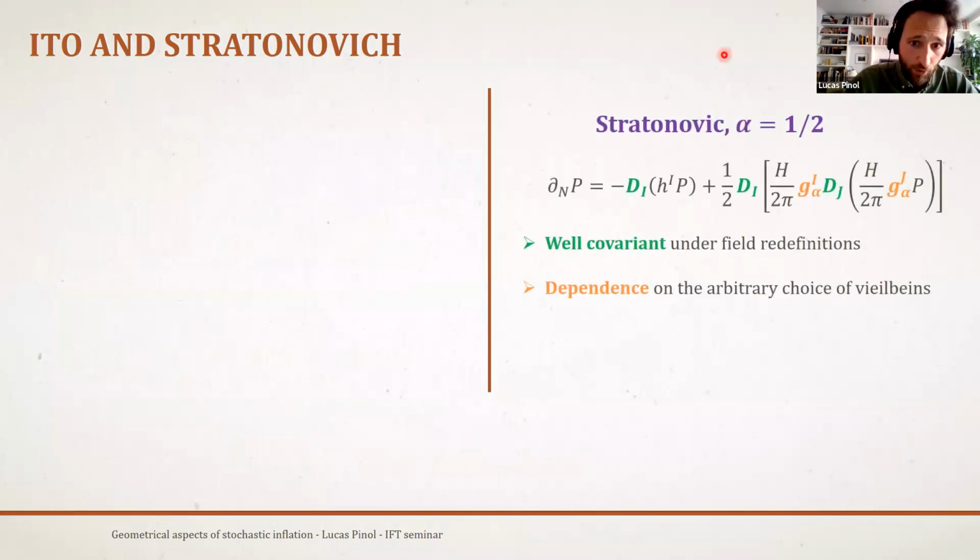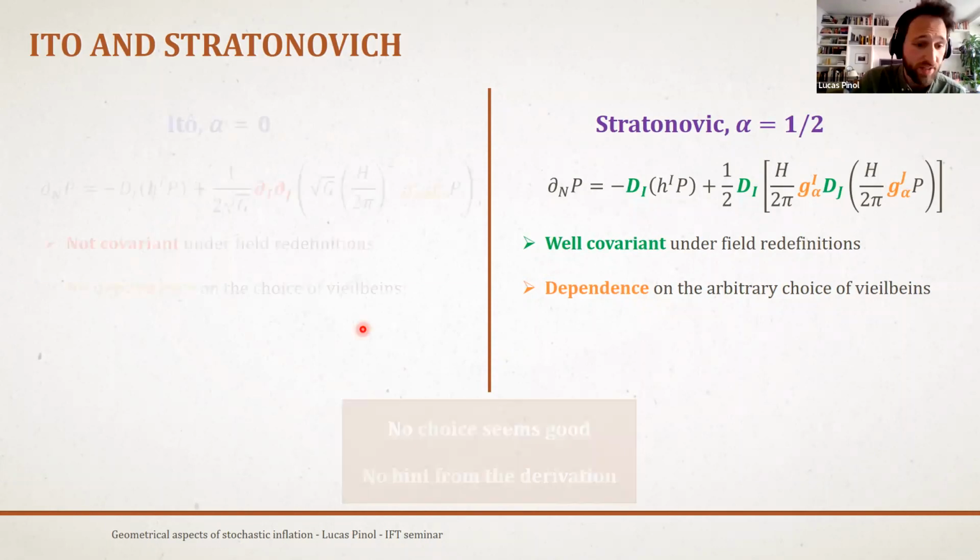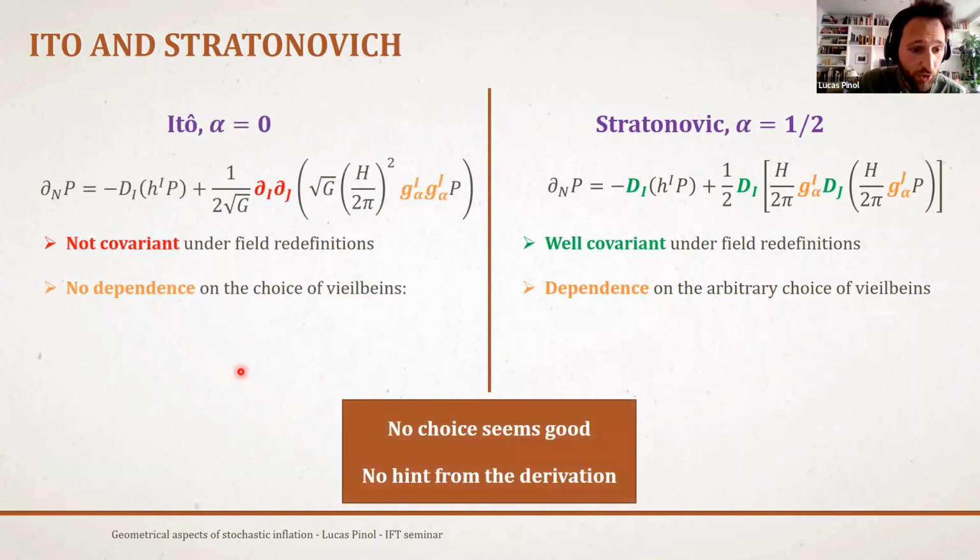The other choice, alpha equals 1/2, seems much better in this respect because it is completely covariant. You see that the only derivatives that remain are the nice field space derivatives. So this is very nice. However, there is a dependence on the field vielbeins. The vielbeins do not just cancel each other in terms of the field space metric, because there is a derivative of the vielbeins that crucially remains in the result. So, so far, so bad, because no choice seems good. Also, we have no hint from the derivation of which prescription we should use.